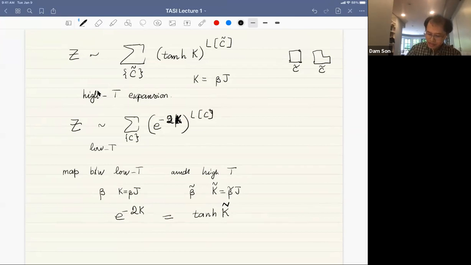So that is the map of one Ising model to another Ising model. One Ising model with dimensionless temperature given by inverse temperature k, and the other model with dimensionless temperature given by k tilde.